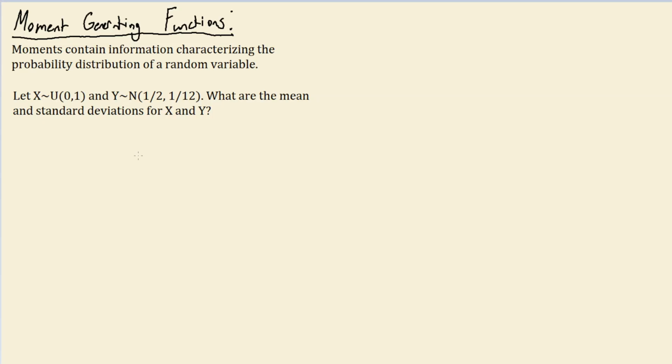In this video, we're going to be talking about moment-generating functions, but before we do that, we should remind ourselves of what moments are. Mathematically speaking, we know that the nth moment of a distribution, modeled off of some random variable, is just the expected value of that random variable to the nth power. But intuitively, we should think of moments as measurements that characterize some aspect of the probability distribution.